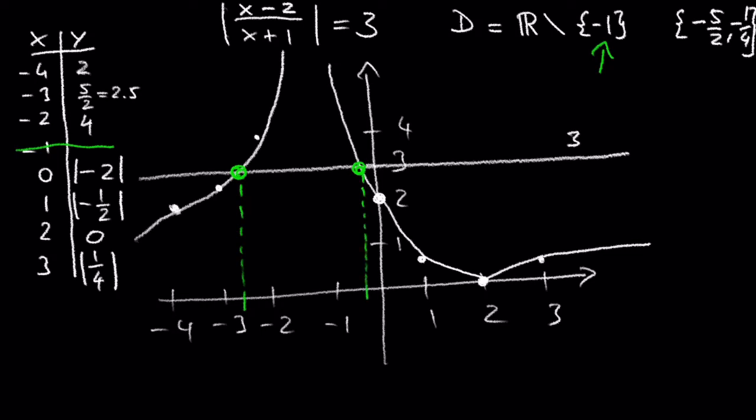We see that the intersections match with our algebraic calculations. Negative 5/2 is negative 2.5 and negative 1/4 is the same as negative 0.05.